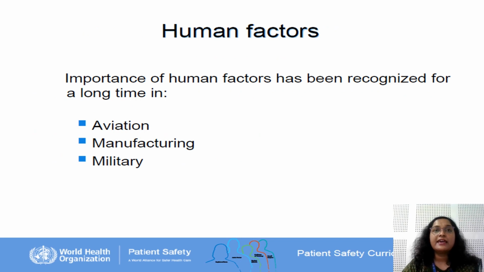Now, high risk and complex industries such as aviation, manufacturing plants, and the armed forces have been utilizing the study of human factors and the systems theory to create safer outcomes for several years. Investigations into major and minor events that occur in complex settings reveal the lacunae in the processes that led up to the undesirable outcomes. Think about it.